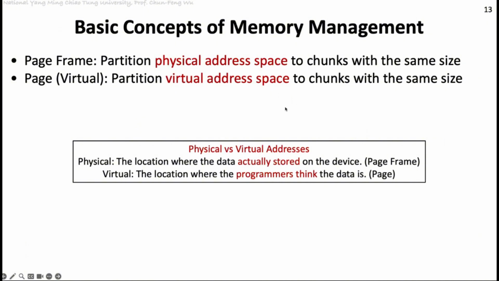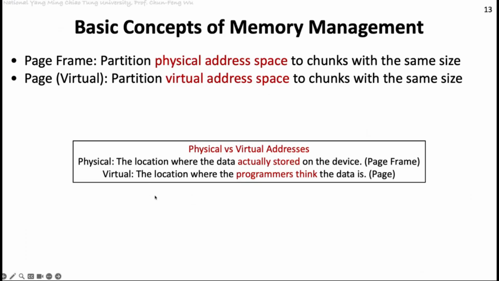But I think it is not easy to understand what the meaning of virtual and physical is. So physical, you can think of as the location where the data is stored on the device. Because now we usually use DRAM, right? If we have a 4 GB DRAM, then how do we partition the DRAM? How do we know on which place the data is stored? So the address on DRAM, you can think of as physical.